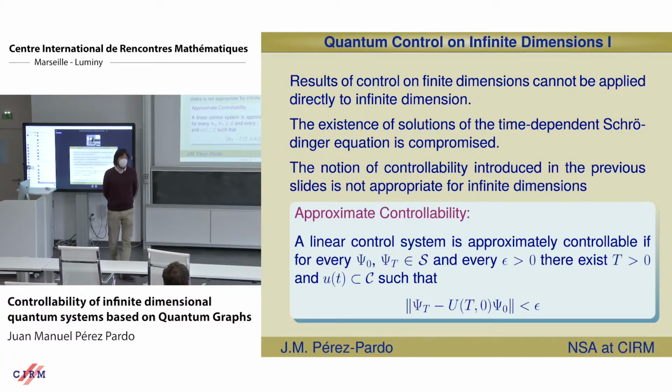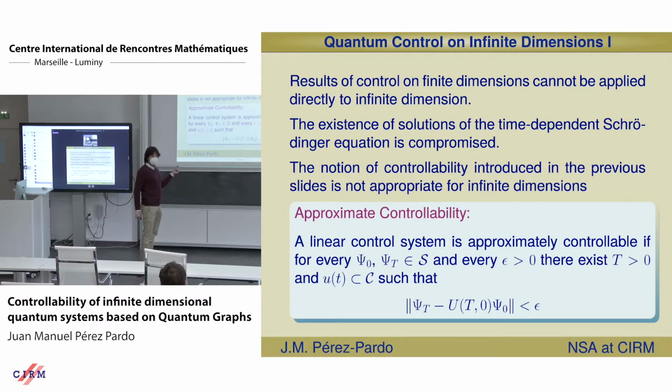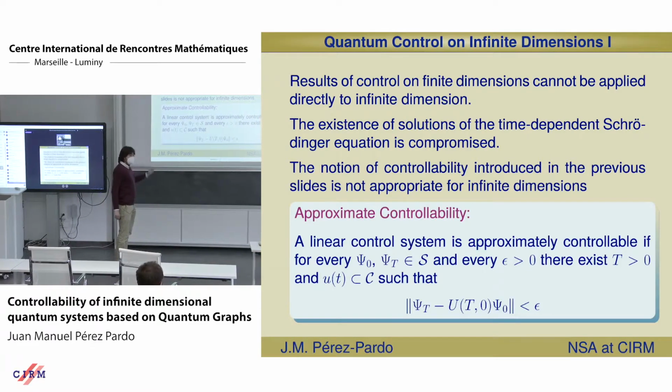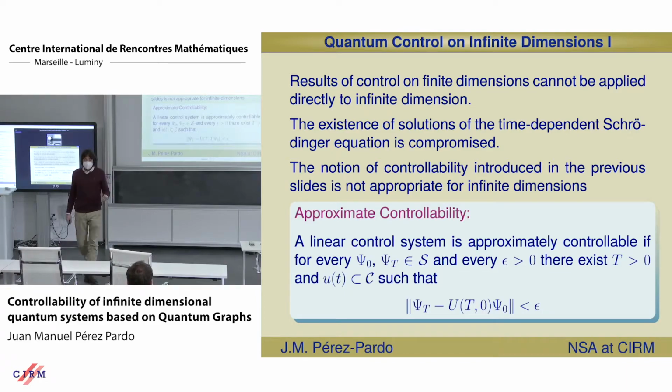In the sense, I'm not going to aim to reach exactly my target state in a finite time, but I just will to reach some neighborhood of that target state up to any epsilon, okay? If I'm able to, for every epsilon, find an evolution of the Schrödinger equation for a finite time t, such that I'm reaching this epsilon neighborhood of the target state, that's what I'm going to call approximate controllability, and that's what we are trying to aim for in these models.